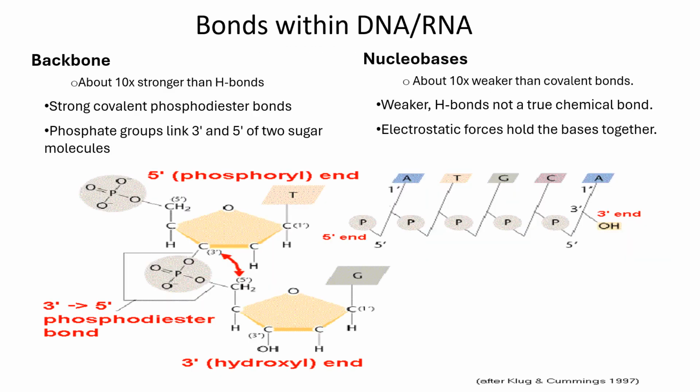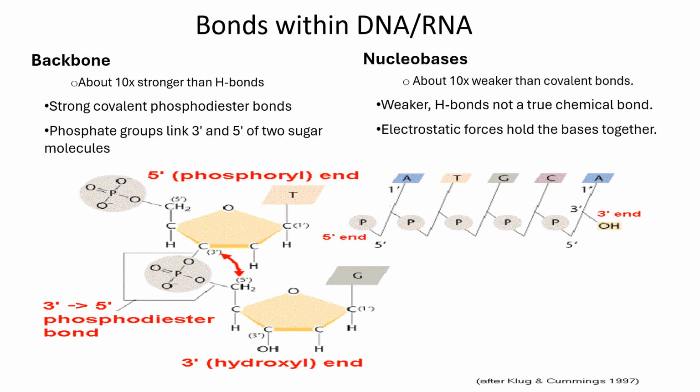There are a couple different types of bonds within DNA and RNA molecules. We have the phosphodiester bonds, which are the backbone of the molecule, and this will be covalently bonded to each other, and it'll be 10 times stronger than the hydrogen bonds that the nucleobases have. So strong covalent bonds will protect the genetic material inside of the DNA and create a negative electromagnetic charge. The phosphate uses 2 of its arms to link the 3' in the sugar molecule to the 5' location on the next nucleotide.